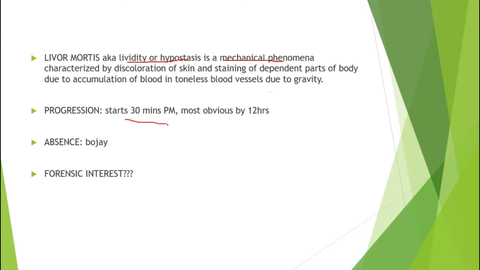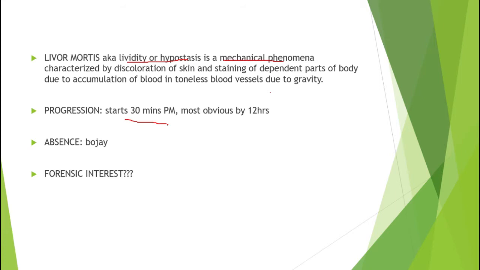A is for anemia related death. And if there is anemia, just like in the death of old people, the blood count will be low. And if the blood count is low, the lividity will not be that much marked. And Y is for very young people.